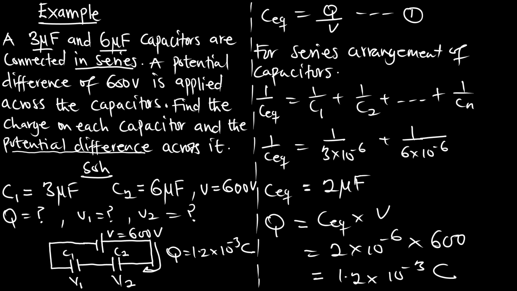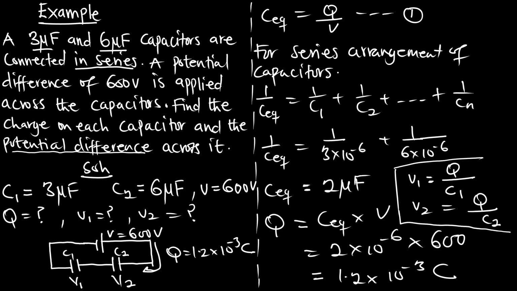The second part says we should find the potential difference V1 and V2. As the charge is passing through the capacitors, what is the voltage across each capacitor? We will apply a new formula where V1 is equal to Q, which is the same across each of them, over C1. For V2, we also have Q, which is the same, over C2. With these two equations, we will be able to calculate the voltages across each capacitor.